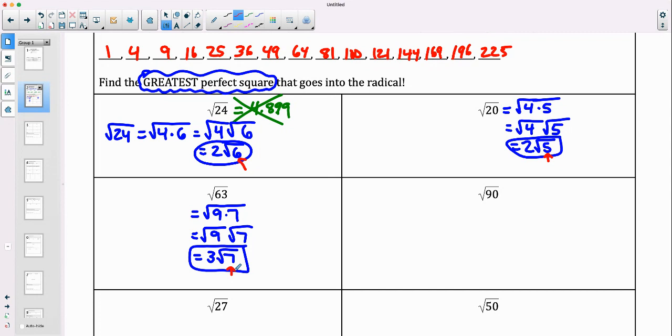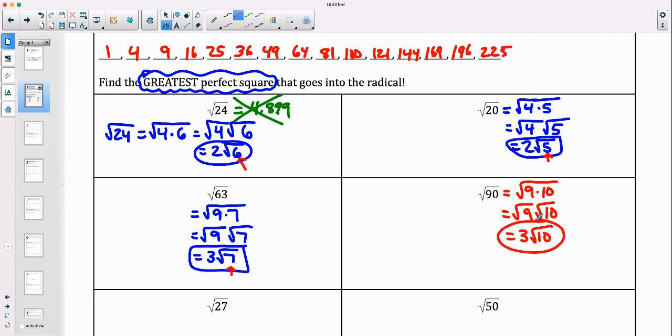So let's move on to square root of 90. So square root of 90, we can write as square root of 9 times 10. 9 times 10 is 90. And then the square root of 9 is 3. So I can pull that square root of 9 out front and turn it into a 3 with a square root of 10 after.